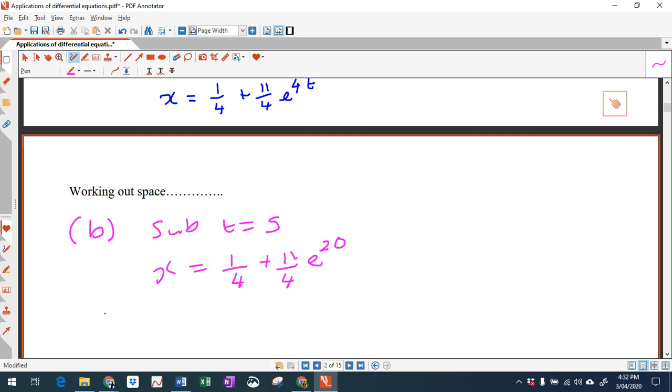Okay, what about part C? Part C says find the time when displacement is 10 meters. So we've got to find t when x equals 10. Let's do that. So we're going to sub in x equals 10, so you're going to get 10 is equal to a quarter plus 11 on 4 e to the 4t.